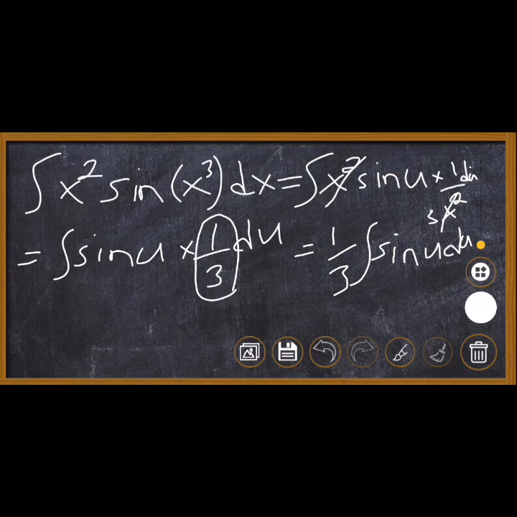So in this case, let's integrate. So we have 1 over 3. Then when we integrate sine, we are going to have what? Negative. So we can just write it in front. So negative 1 over 3. And then this is going to change into cos. So where there is u, we had what? X power 3 plus the constant c.